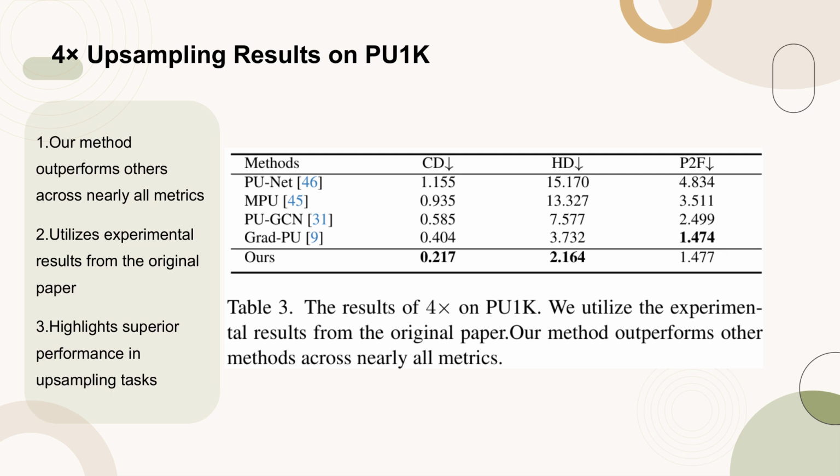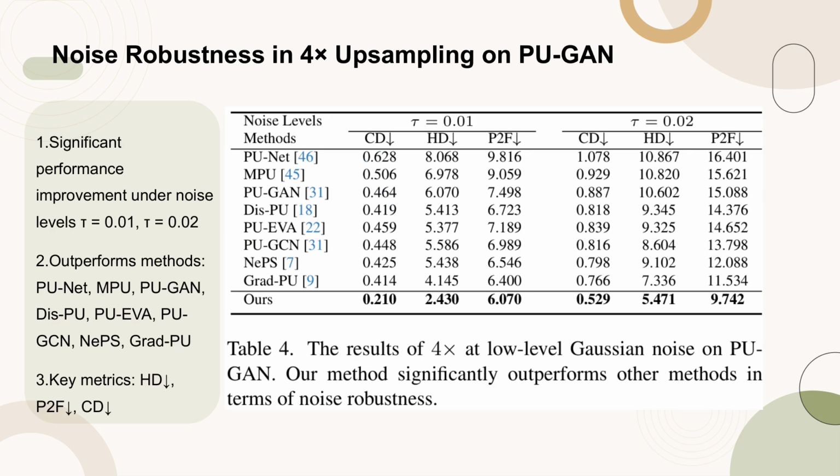This table highlights the effectiveness of our approach in handling upsampling tasks, providing a comprehensive comparison with existing techniques. Table 4 presents the results of 4 times upsampling under low-level Gaussian noise on the PUGN dataset. Our method demonstrates a significant advantage in noise robustness, outperforming other methods such as PUNet, MPU, PUGN, DisPU, PUEVA, PUGCN, NEPS, and GradPU. This superiority is evident across multiple noise levels, particularly at tau equals 0.01 and tau equals 0.02.